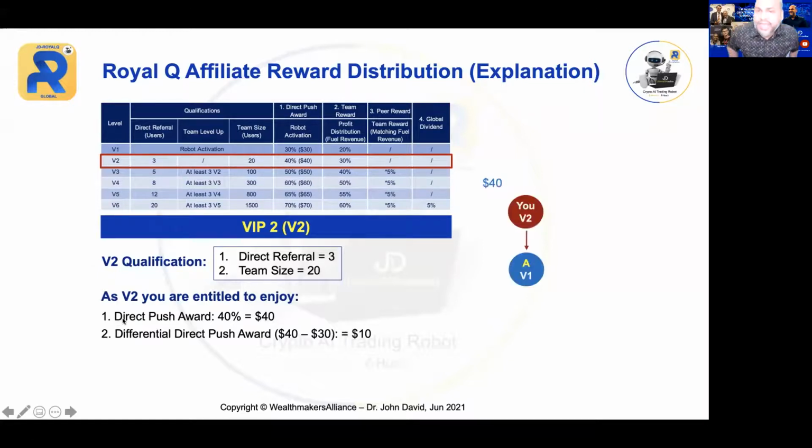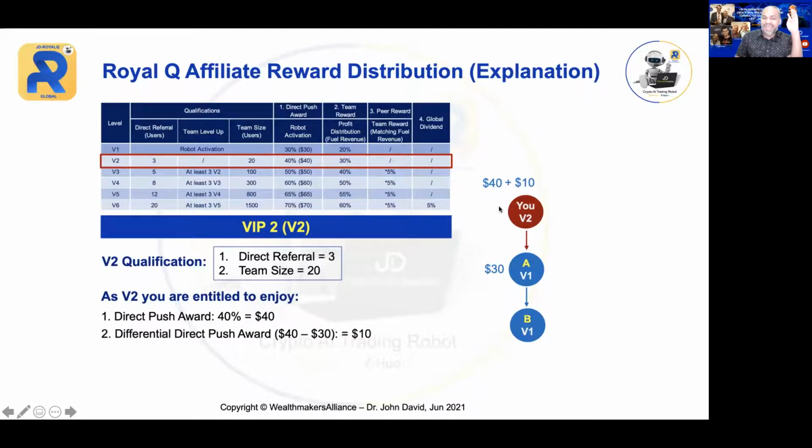Now, you look here. Let's say this is you and you are V2. You have someone who is V1. So you will earn how much? $40. Now, V1, A, actually shared the platform to B. B is V1. Now, A will enjoy $30, right? How much will you enjoy? You will enjoy the difference, which is $10.